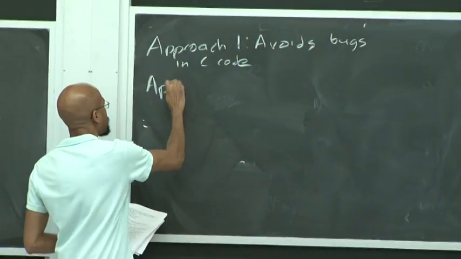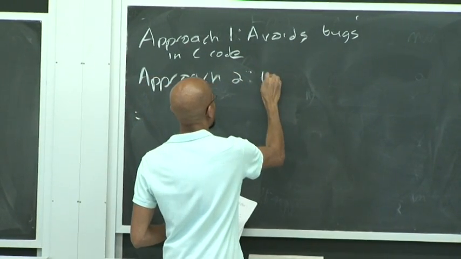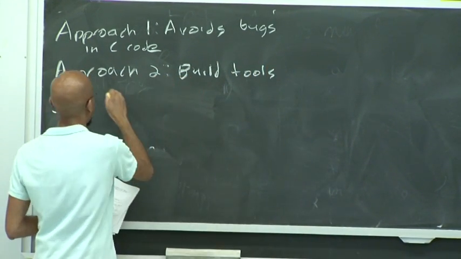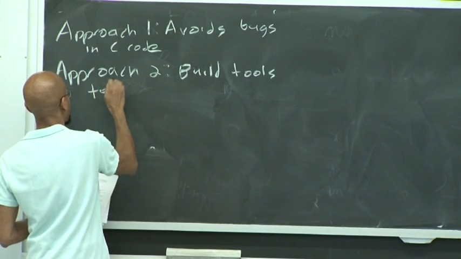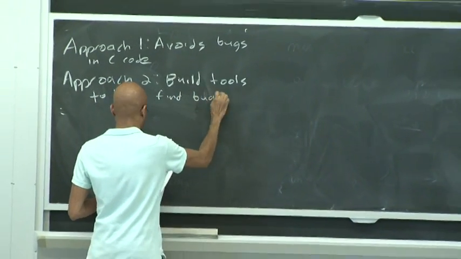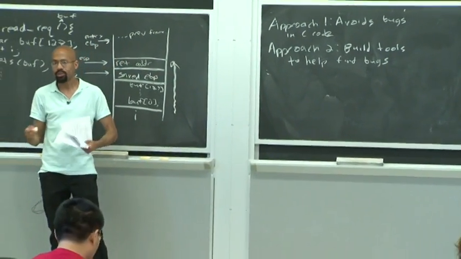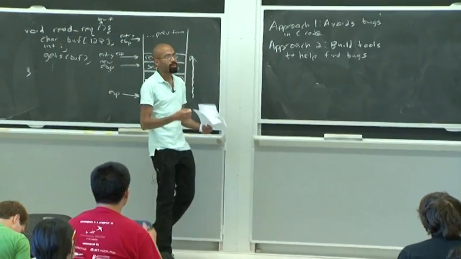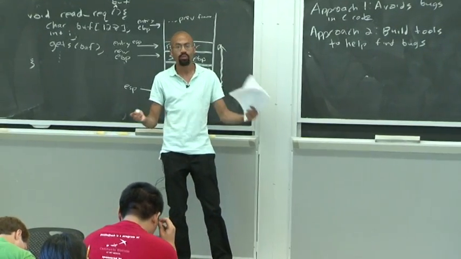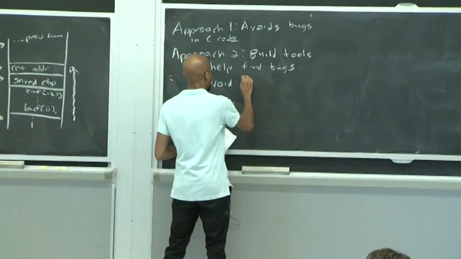So another approach is to build tools that allow programmers to find bugs. An example of this is something called static analysis. We'll talk a little bit more about static analysis in later lectures, but suffice it to say that static analysis is a way of analyzing the source code of your program before it even runs and looking for potential problems. So imagine that you have a function like this.